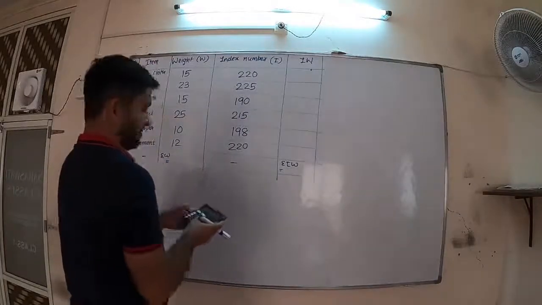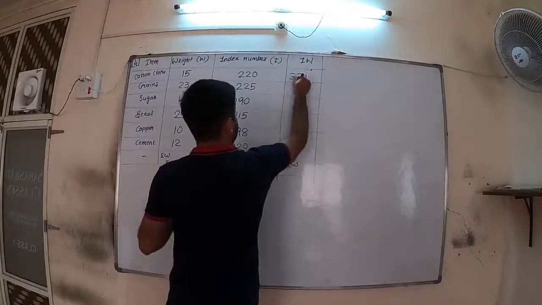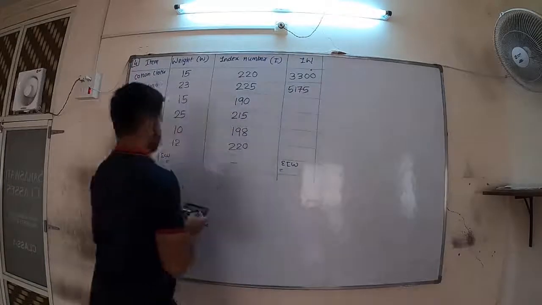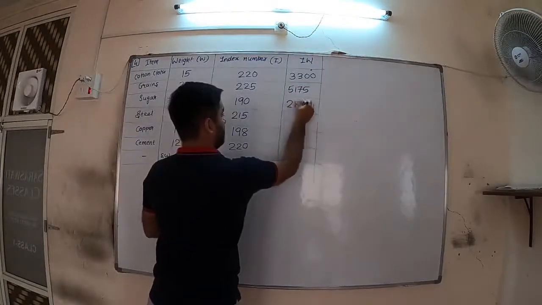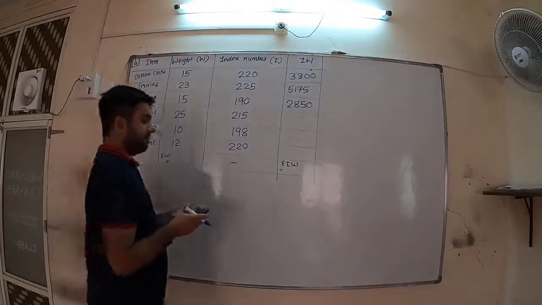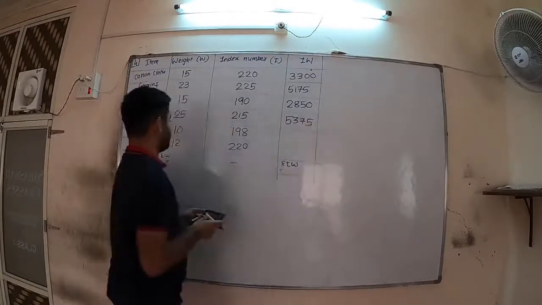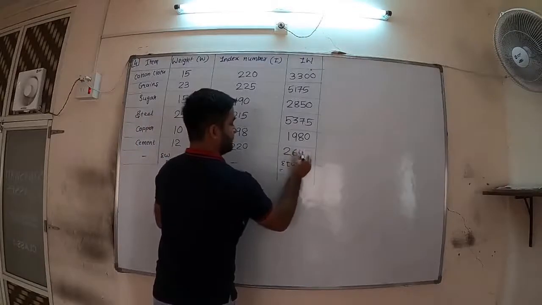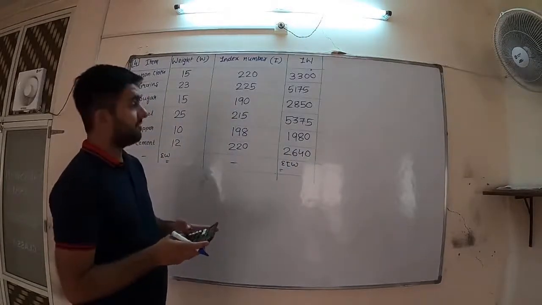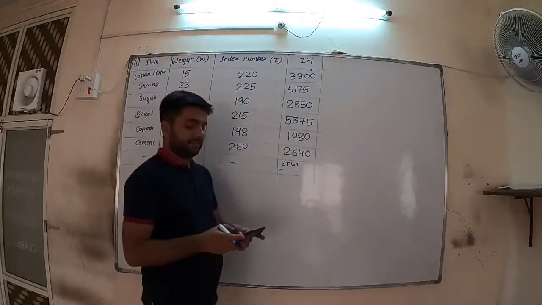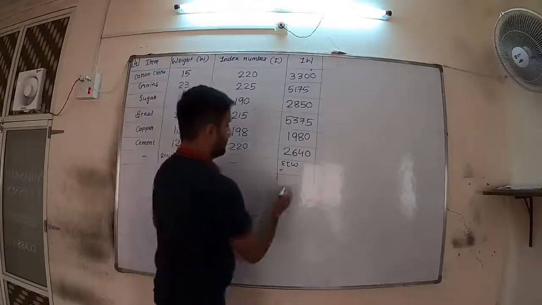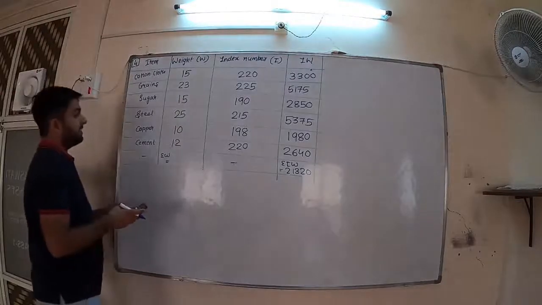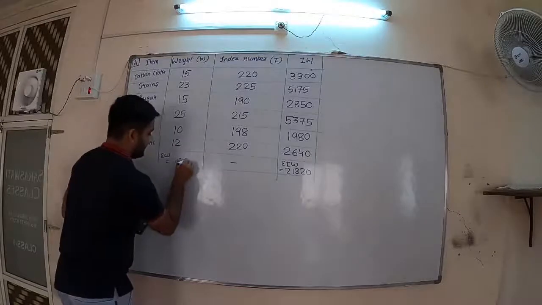Just multiply I and W. 15 into 220 is 3300. 23 into 225 is 5175. 15 into 190 is 2850. 25 into 215 is 5375. 10 into 198 is 1980. 12 into 220 is 2640. 3300, 5175, 2850, 5375, 1980, 2640, total 21,320. Sigma W: 15, 23, 15, 25, 10 and 12. Most probably it is 100.